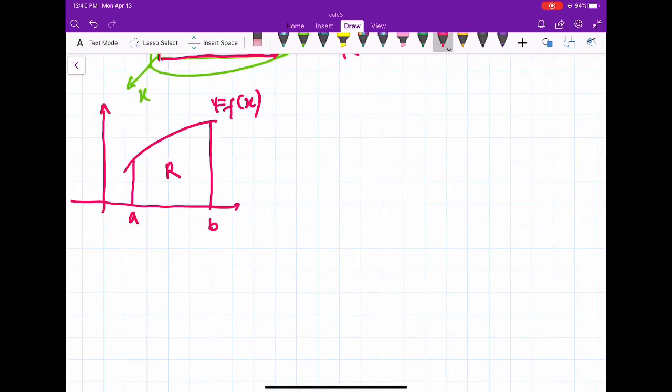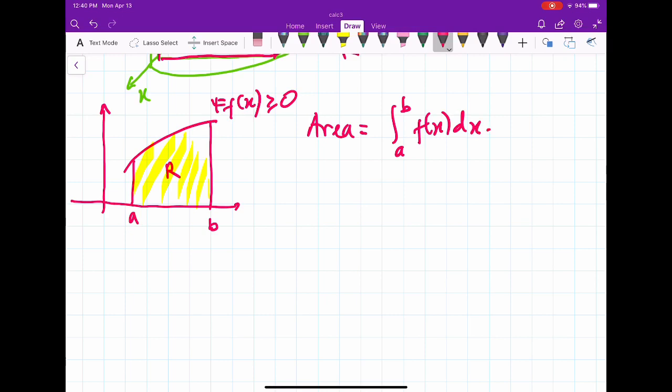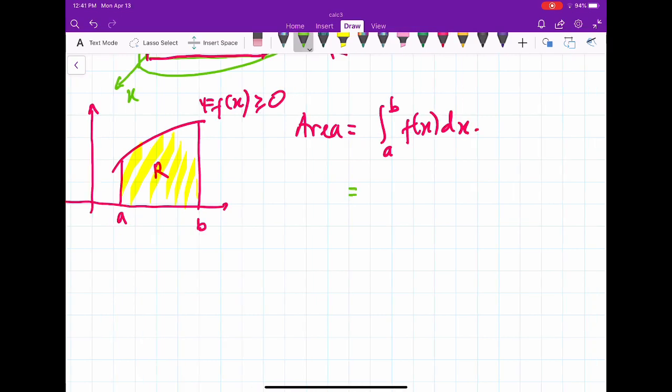Suppose that you have some function y equal to f of x, and suppose that this function is greater than or equal to 0. You need to find the area of this region. That is the area problem in calculus 1. So the area of this region is nothing but the definite integral from a to b of f of x dx, right? I have the integral from a to b, dx is outside, makes sense?